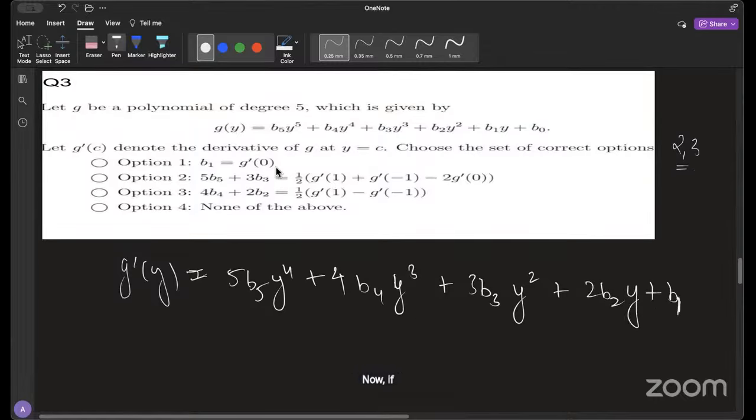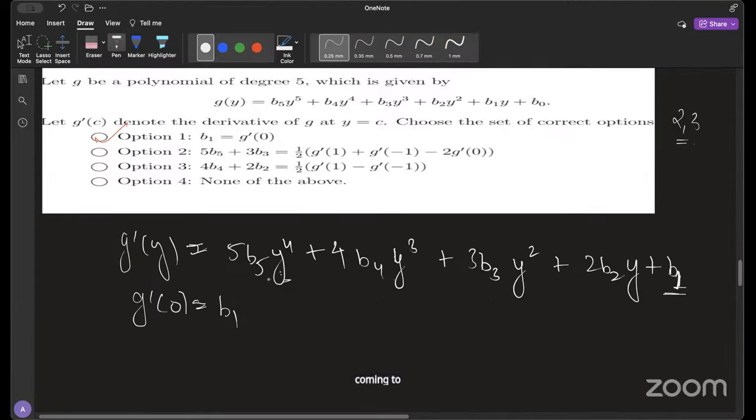Now let's just test the first option first. If you put 0 here, g dash 0, you'll get 0 in these terms because you have a y term here, here, here, and here. That means the only term that doesn't have y is b1. That means you're going to be left with b1. That means this is correct too.